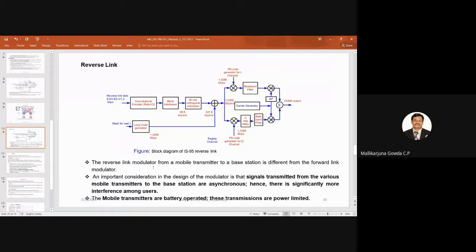So the reverse link modulator from the mobile transmitter to the base station is different from the forward link. What the difference is, is told here. In the design of the modulator, the signals transmitted from various mobile transmitters to the base station are asynchronous. Hence, there is significantly more interference among the users. The mobile transmitters are battery operated, and these transmissions are power limited to minimize the interference.